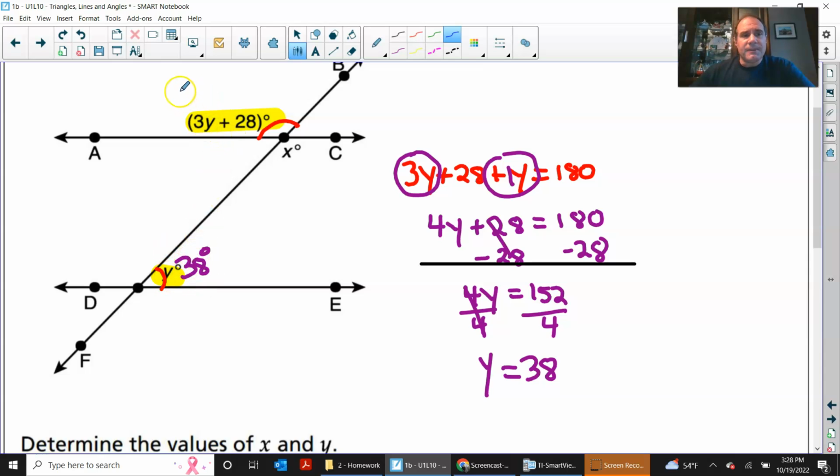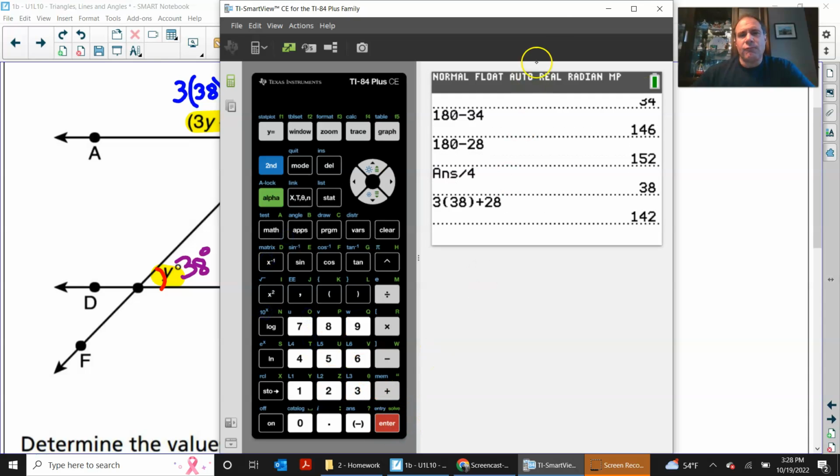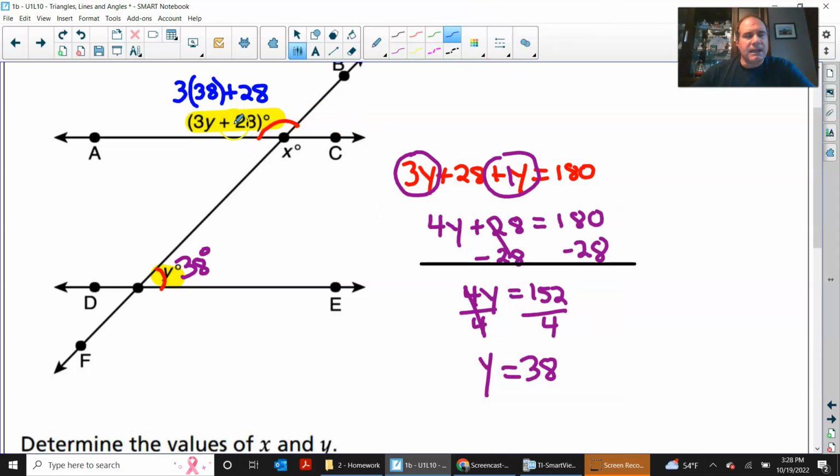And I also know that I could substitute my y in here, 38, 3 times 38 plus 28. So if I have my calculator, I have 3 times 38 plus 28. And I have 142 that comes up. And so this is 142 degrees. And it makes sense because that is such an obtuse angle. It's a large angle, so you know that it is way above 90. It's greater than 90. So right now it's 142.